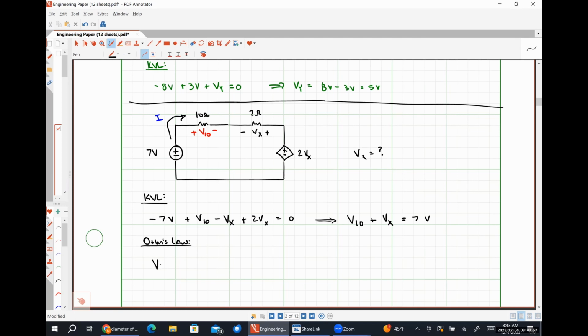So what would the voltage drop V10 be in terms of that current I? I times 10 ohms. Okay. Positive or negative? Positive. Why? Because the current's flowing into the positive polarity terminal. Okay. So V10 will just be I times 10 ohms.